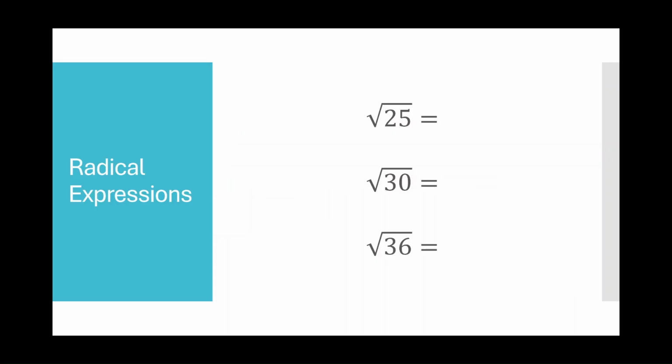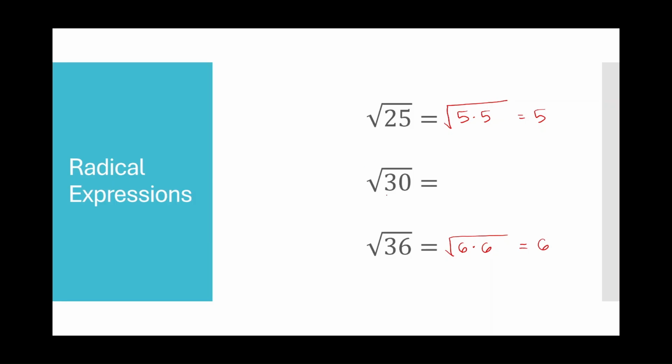So the square root of 25 is 5, and the reason for that is 25 is equal to 5 times 5, right? The square root function is saying what number multiplies with itself to give us this value. So the square root of 36 is 6, precisely because 6 times 6 is 36.